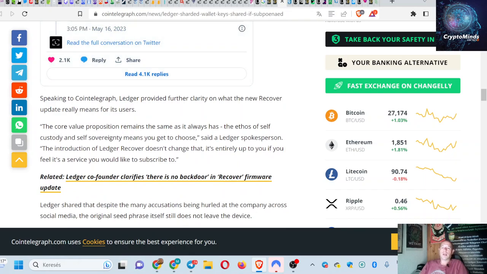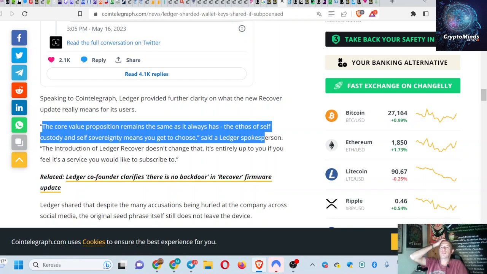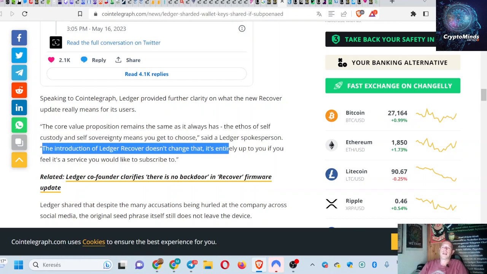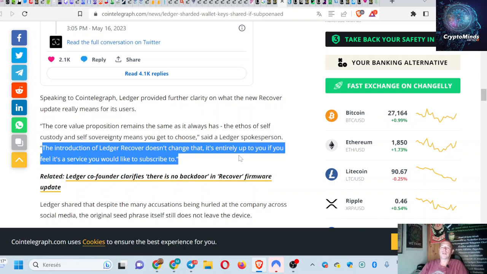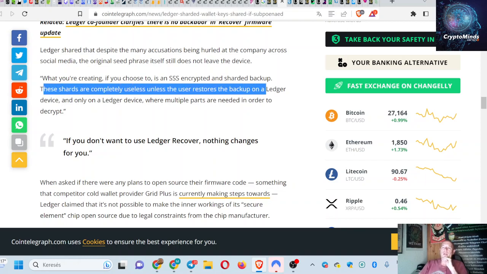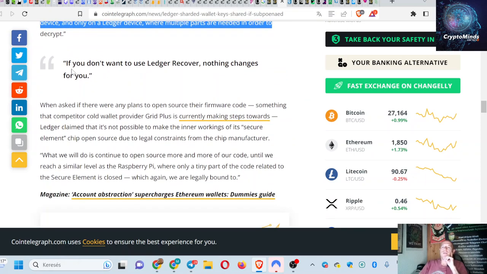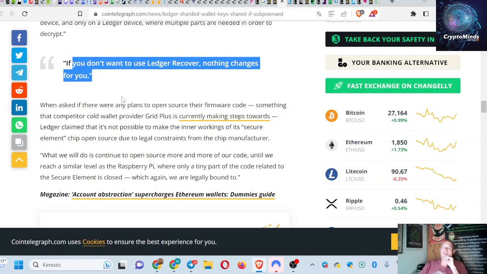Yeah, so they say that the core value proposition remains the same as it always has. The ethos of self-custody and self-sovereignty means you get to choose, said a Ledger spokesperson. The introduction of Ledger Recover doesn't change that. It's entirely up to you if you feel it's a service you would like to subscribe to. What you are creating, if you choose to, is an SSS encrypted and sharded backup. These shards are completely useless unless the user restores the backup on a Ledger device, and only a Ledger device, where multiple parts are needed in order to decrypt. If you don't want to use Ledger Recover, nothing changes for you.